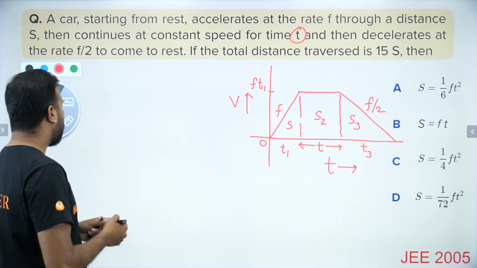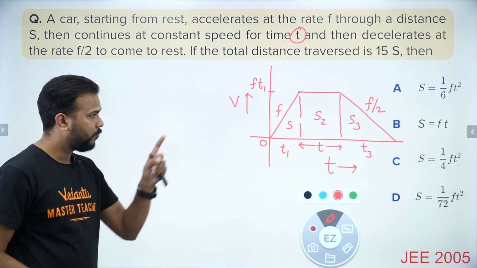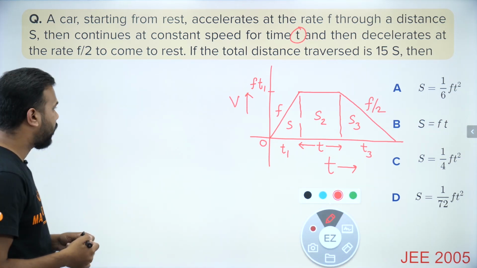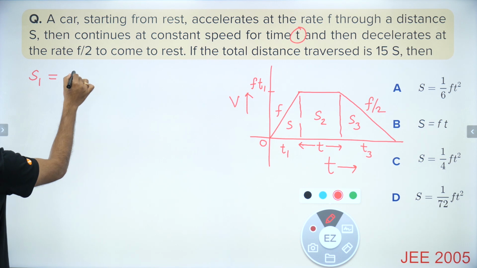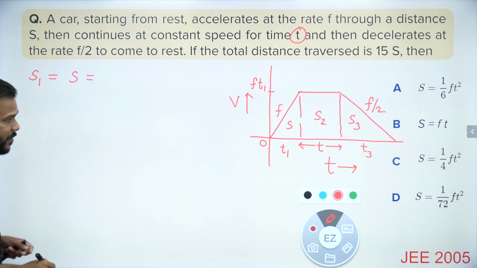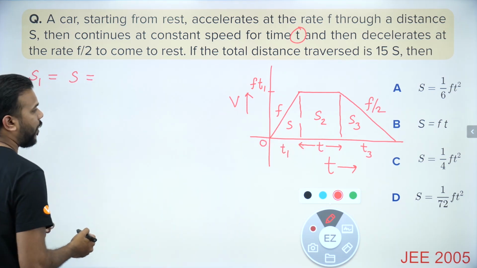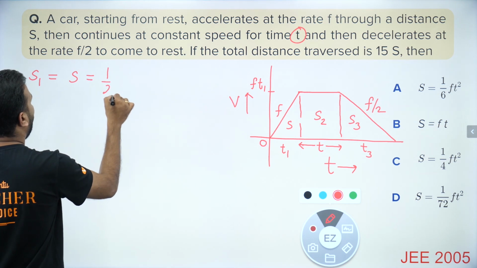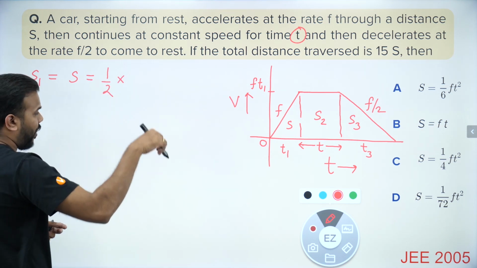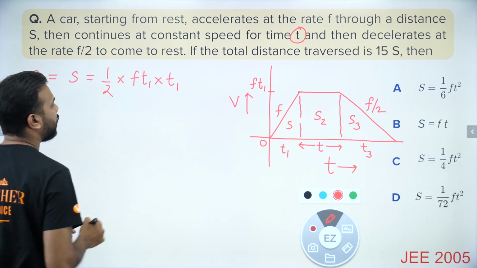Okay, now what I'm going to do, I'm going to write the values of all the three displacements in the three sections of this graph. So the first part is when the displacement, let's call it S1, is given to us as S, and that is nothing but the area of this triangle, which is half altitude multiplied by the base of this triangle. So this is half into the height, that is f t1, into the base, that is t1.